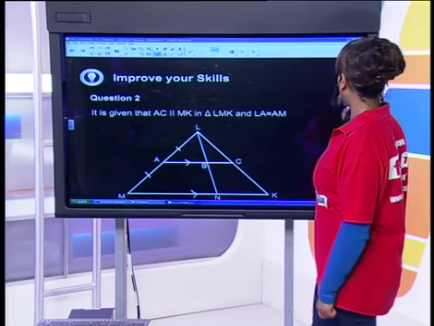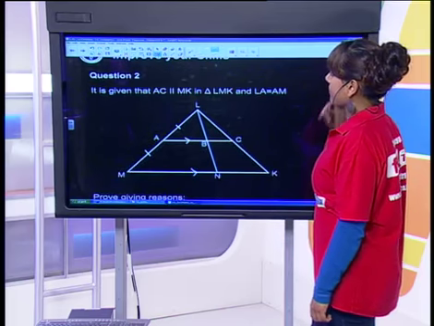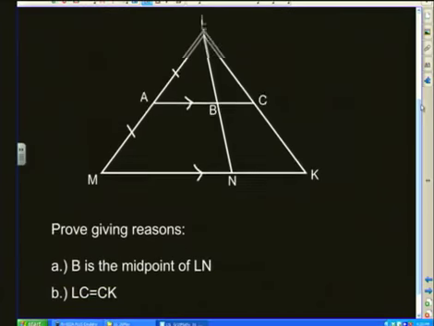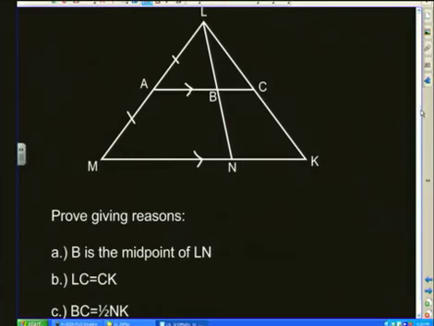All right, this is now part 2, question 2. In this one, we are given that AC is parallel to MK. And in triangle LMK, LA is equal to AM. So all of the information that you're given is depicted in the diagram. Firstly, they say prove, giving reasons, that B is the midpoint of LN. So prove that LB is equal to BN.